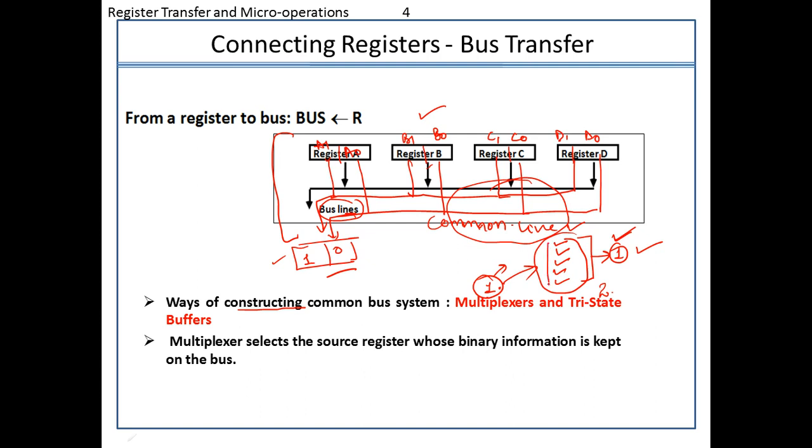So how am I able to do so? Again, I am able to do so through the selection lines. So let's understand more about how the selection lines are helping a source register to transfer its information over the bus.